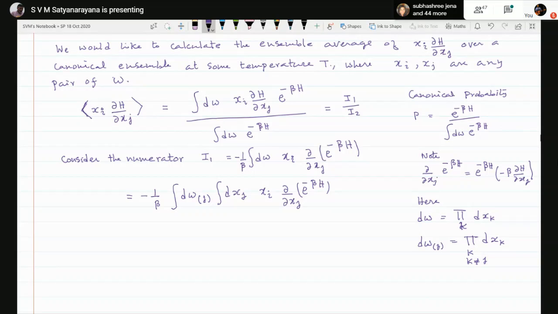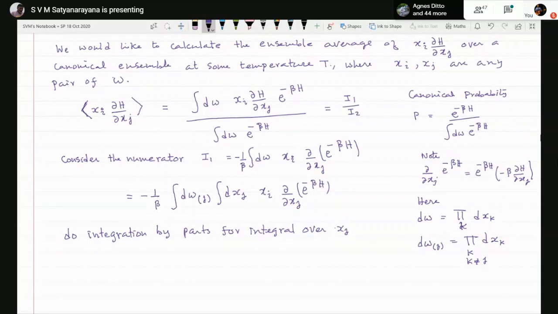Now what we can do is consider the integral over xj and do an integration by parts for that part of the integral over xj.